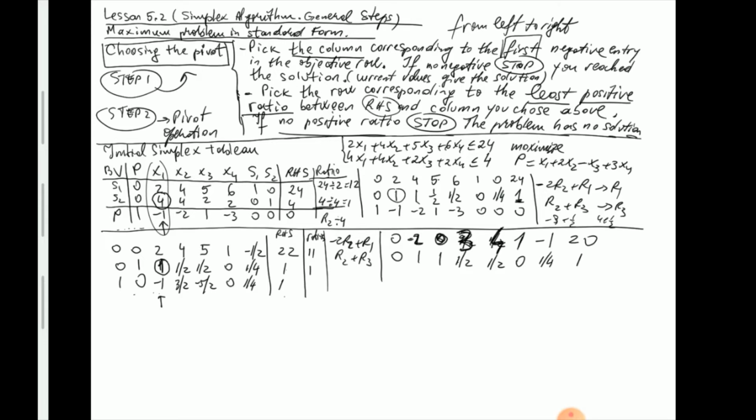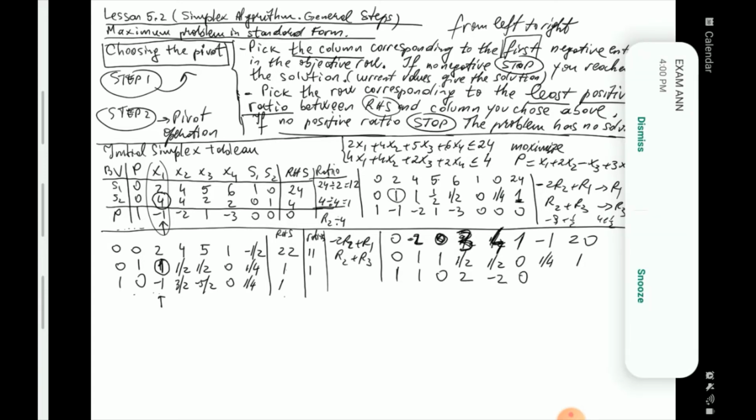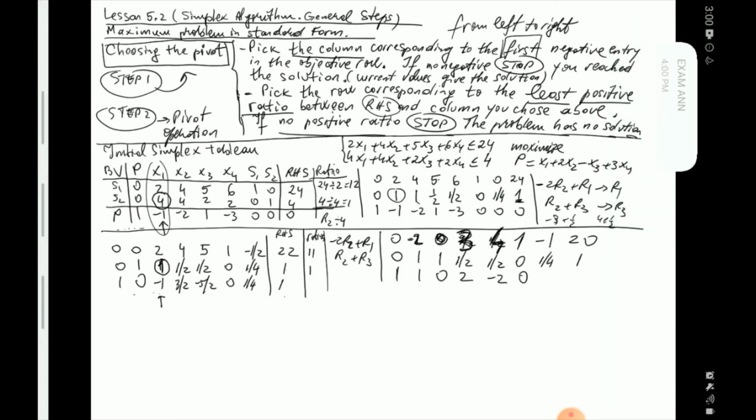And finally add the second row to the row number 3. 0 plus 1, 1. 0 plus 0, 1 minus 1 is 0. 3 over 2 plus 1 over 2, that's 4 over 2, which is 2. Minus 4 over 2 plus 1 over 2, that's minus 2. 0 plus 0. Let's see, 1 4 plus 1 4 is 1 half. And then finally 1 plus 1 is 2. So the row is 1, 0, 2, minus 2, 0, 1 half, and 2.